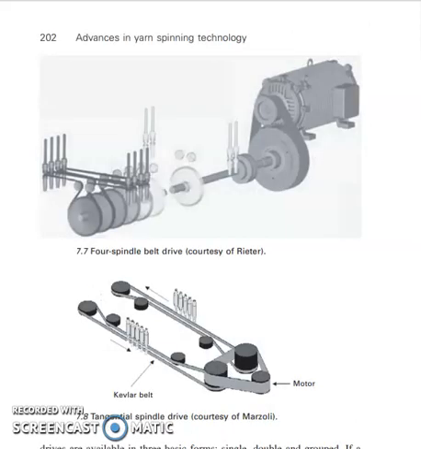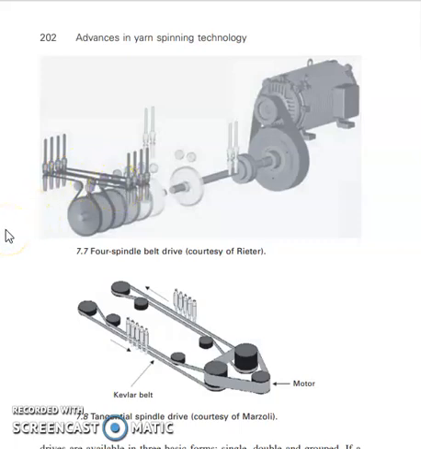Now the next modification is different types of spindle drives. In these diagrams, two types of driving systems are there for spindles. First one is 4 spindle tape drive and second one is tangential belt drive. In 4 spindle belt drive, a pulley or jockey pulley mounted on the main shaft of the spinning machine drives two spindles on the front side of the machine and two spindles on the other side of the machine by means of a flexi tape or belt.